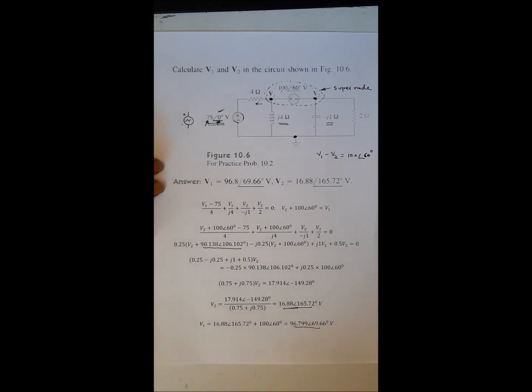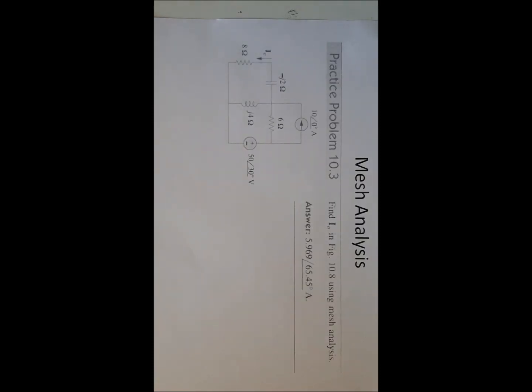So now we have learned how to apply the nodal analysis method for solving any regular circuit and also a circuit with a supernode. Now we will be discussing the mesh current analysis method for solving AC circuit problems. Let us solve this circuit showing here.